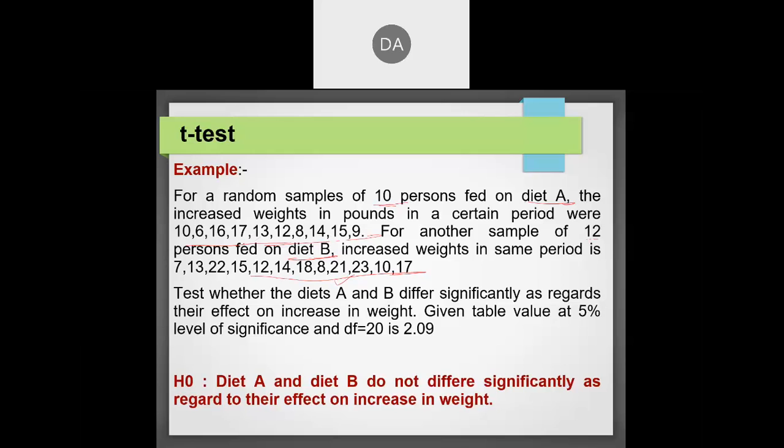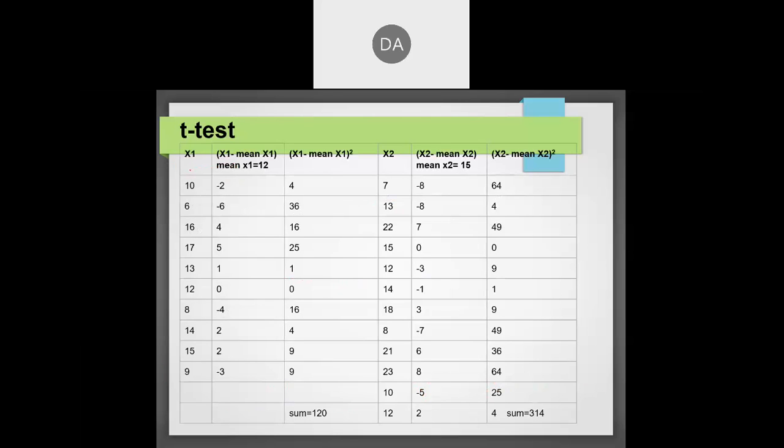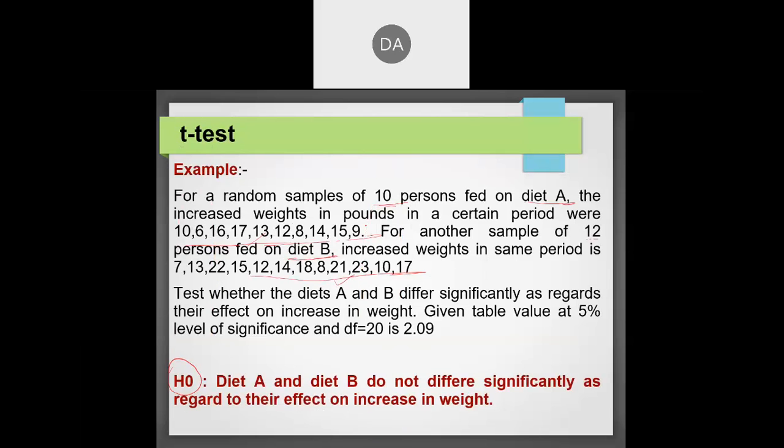What you need to do is first form the null hypothesis. Null hypothesis, I told you, is always formed when we assume that nothing has happened. So we assume that diet A and diet B do not differ significantly as far as their effect on increase in weight is concerned. So we are saying that diet A and diet B are the same, they are not different. These data values are given. One sample has 10 data samples and the other has 12 data samples.